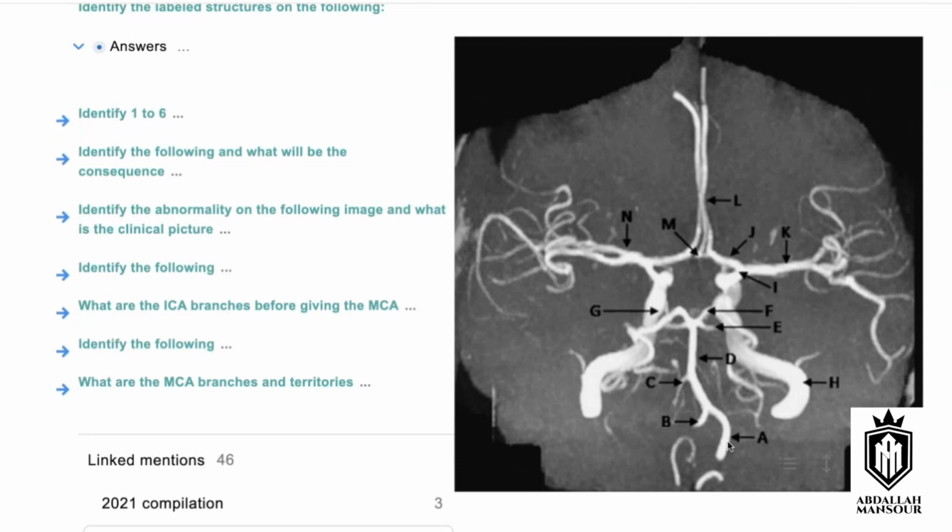What about B? B is the right vertebral artery. And what about D? D is the basilar artery. And E? E is the posterior communicating artery. No. That's a posterior cerebral artery. What about F? That is the posterior communicating artery. No. So F is the posterior cerebral artery.